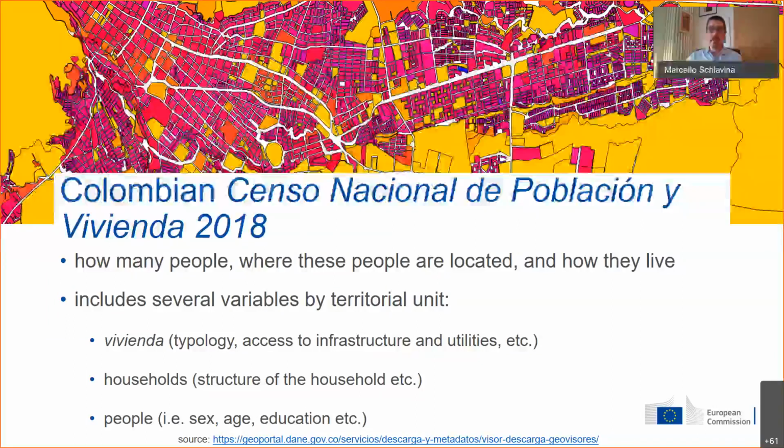There are several variables grouped in thematic areas: location, viviendas, so buildings, and households, and also people. So we have sex and age, education, at all the administrative levels. These data are publicly available and were obtained through the Departamento Estadístico of Colombia, the GeoPortal, and the 2018 census edition has been the first one also facilitated by digitalization.